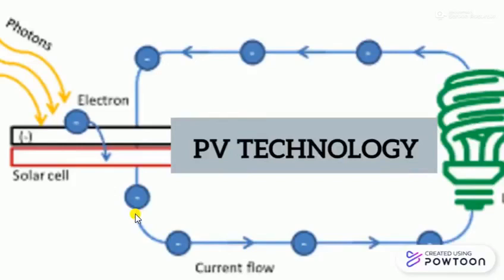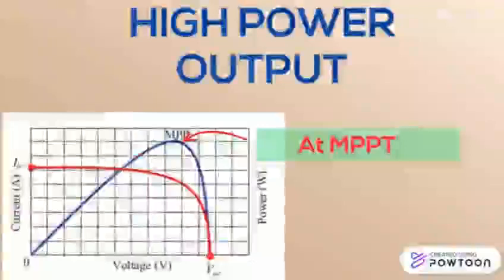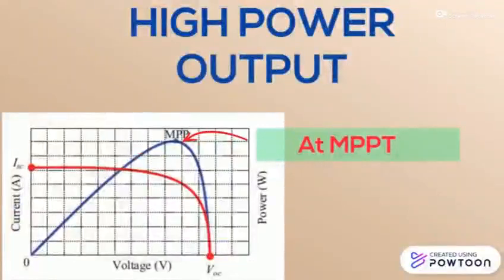PV cells are made of semiconductors which use the solar radiation for the progression of free electrons through anodes to the outside circuit, producing the electric flow. As we can observe, when the product of voltage and current is maximum at a point of this IV curve, the maximum power is attained by the solar PV cell. This unique point is known as the maximum power point.